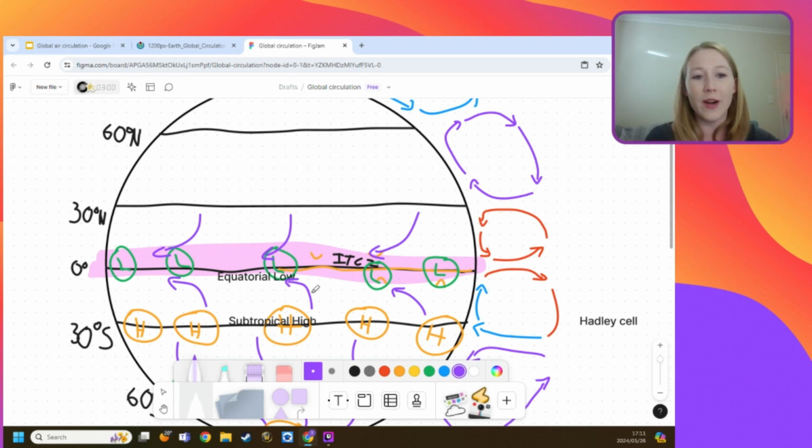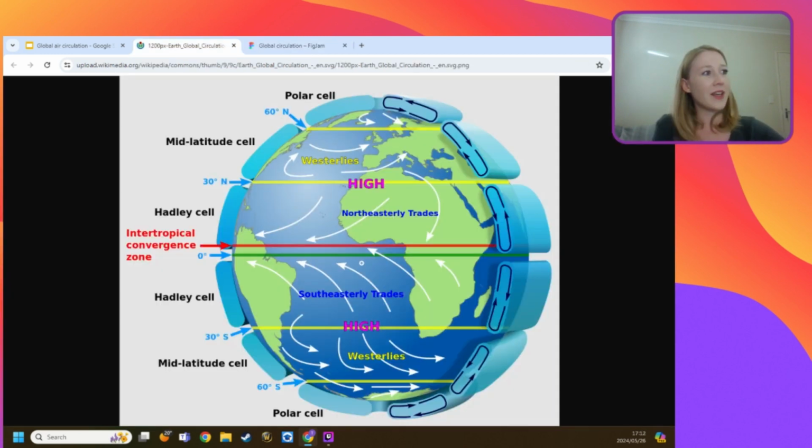These winds are our easterlies. You can see that they're blowing from the east over here, and they're converging and blowing towards the west. So these are our tropical easterlies. Okay, so you have northeasterly trades, southeasterly trades. You can refer to them as the easterly winds or the trade winds. I'm fine with either in my class.